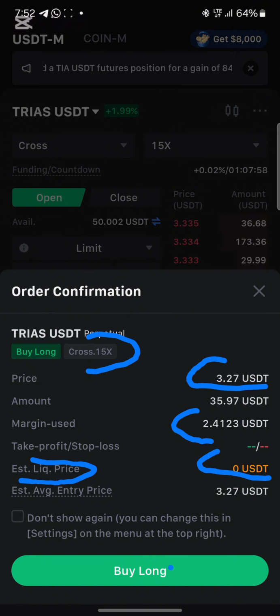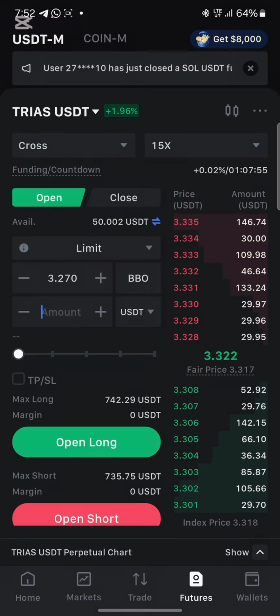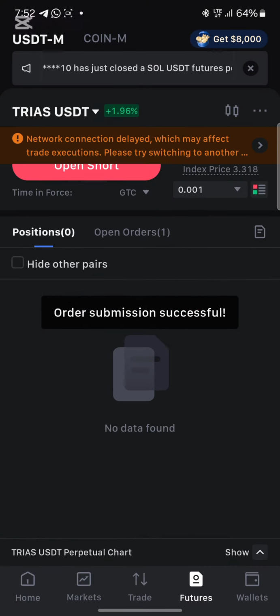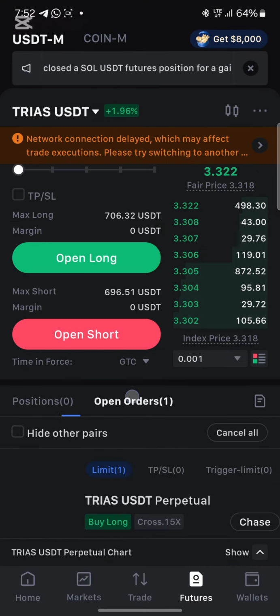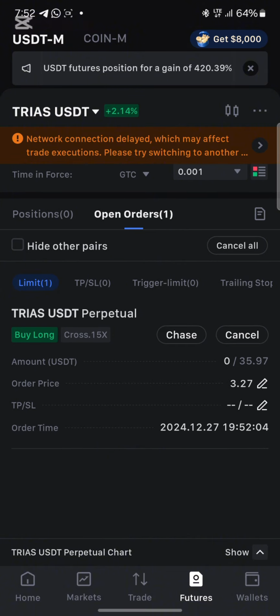So if I click on buy, it will enter into order book. So I am having an open order. This is my open order.